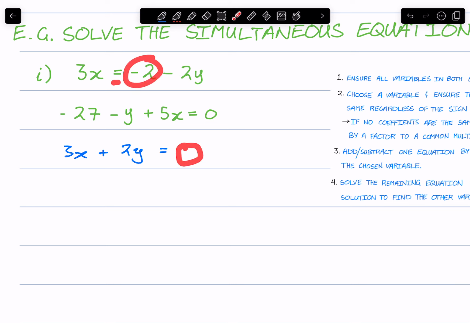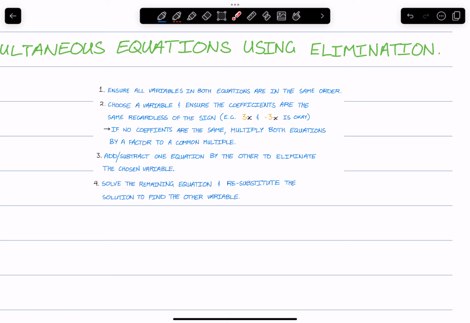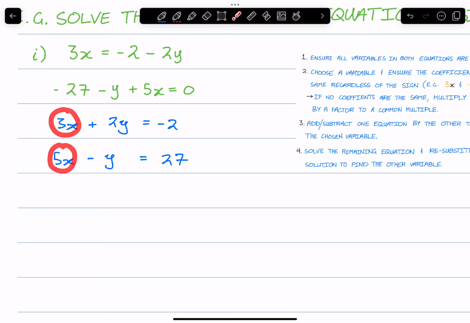For step 2, we choose a variable. It won't matter which one. We're going to ensure that the coefficients are the same regardless of the sign. This means 3x and negative 3x are okay in this method. So for this example, I'm going to choose x. Now notice the coefficients of these are not the same. So if no coefficients are the same, we're going to multiply both equations by a factor so that they become a common multiple. In this instance, I know 3x and 5x. The lowest common multiple between the two is 15.